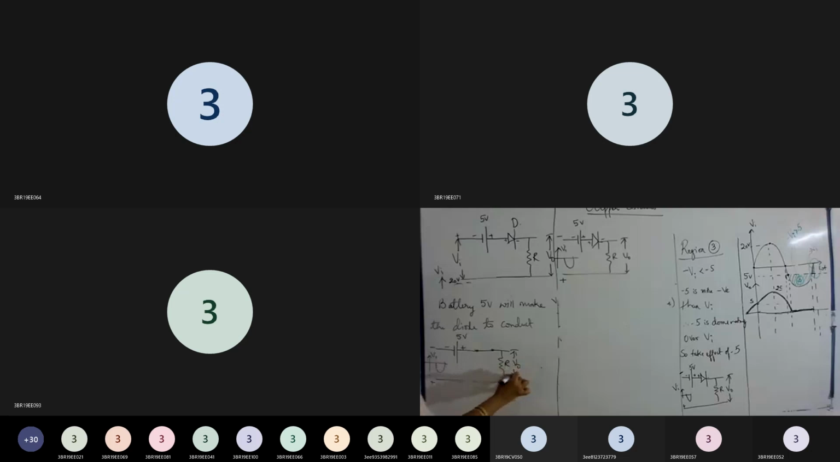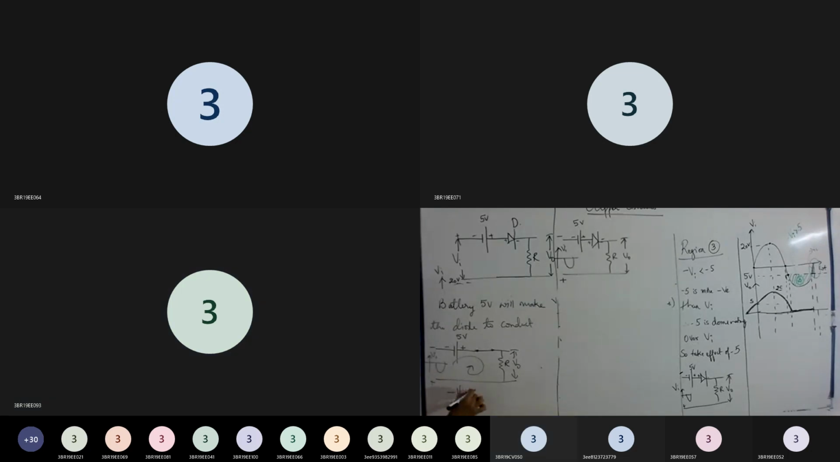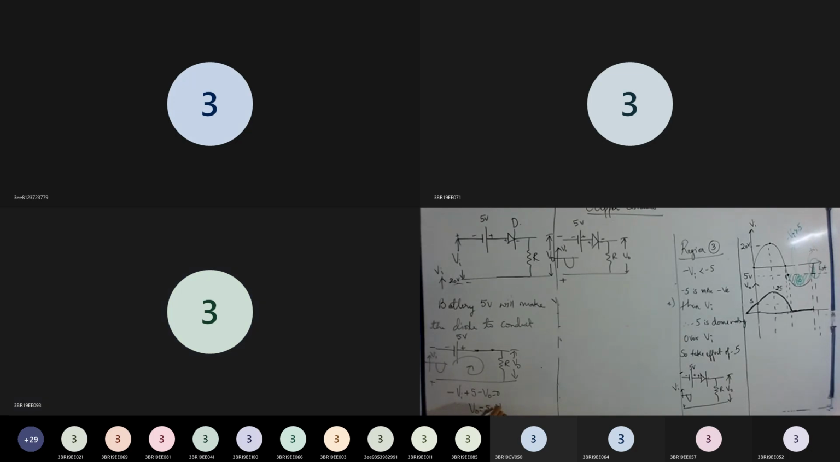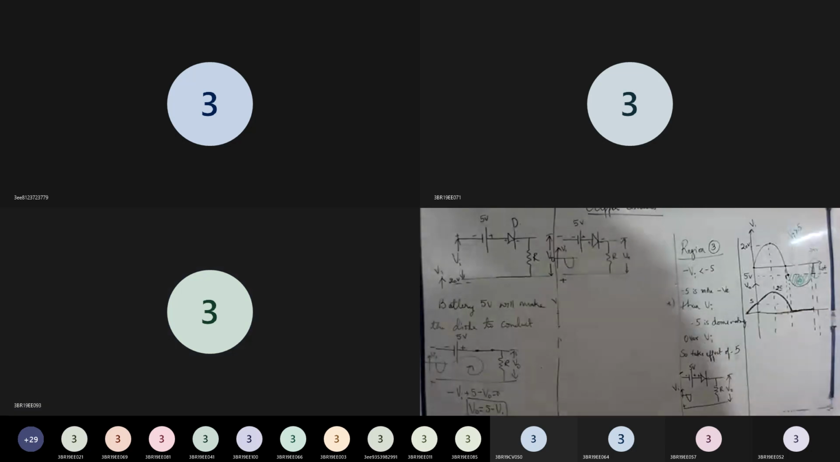So how to find the equation for V naught? Apply KVL. So minus VI plus 5 minus V naught equal to 0. Therefore, V naught is 5 minus VI. Understood? Yes, ma'am. We have got the expression for V naught, but how to draw the graph here?